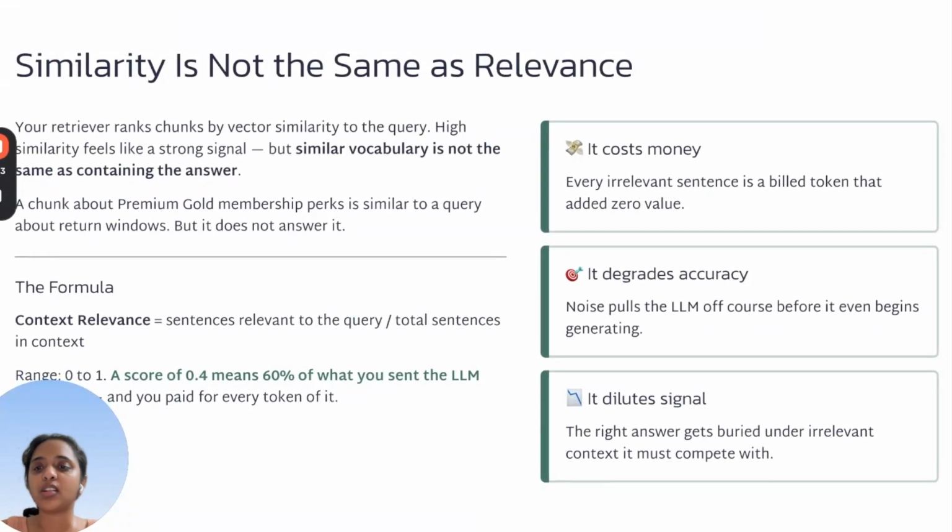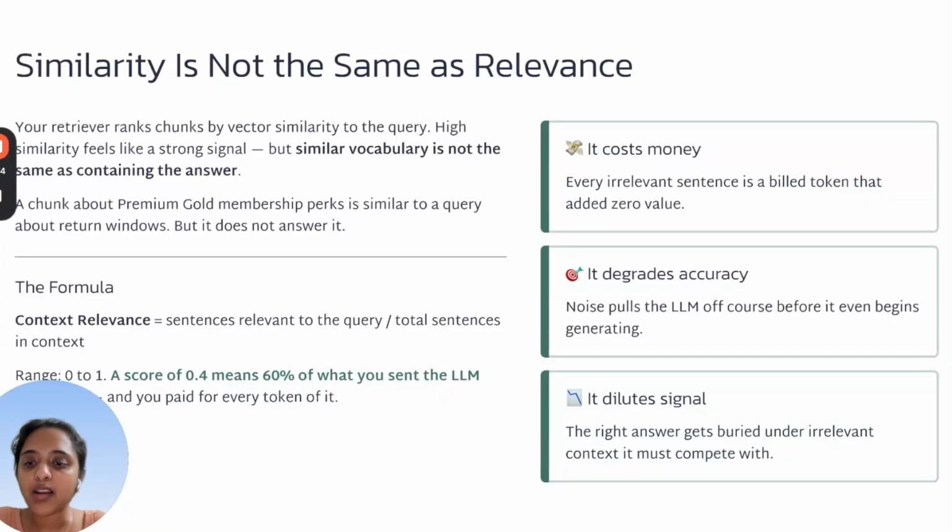So similarity is not the same as relevance. Similar vocabulary may not always result in the answer containing what we want. Say the answer to the question does not really contain the same words as the question itself. That's the nature of how it is. So say a chunk is retrieved about premium gold membership. It can be similar to return windows, but it does not certainly answer the question about gold membership.